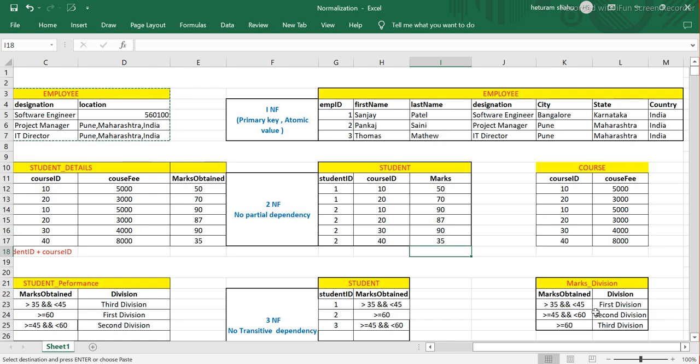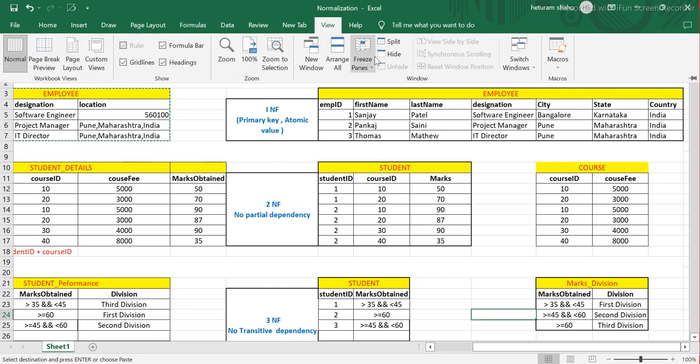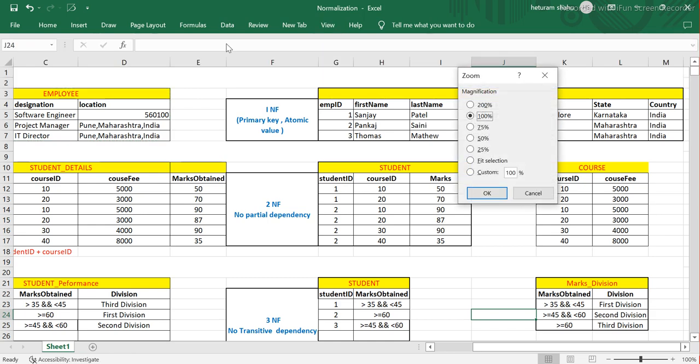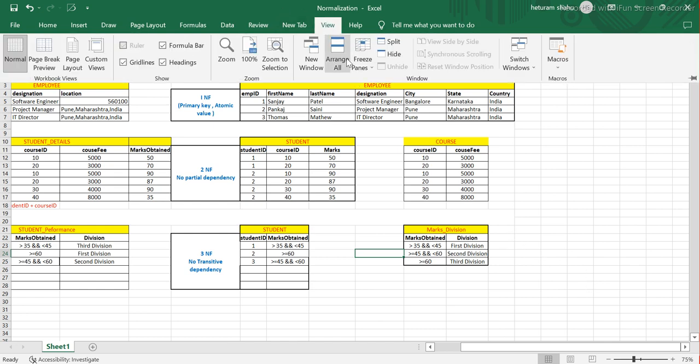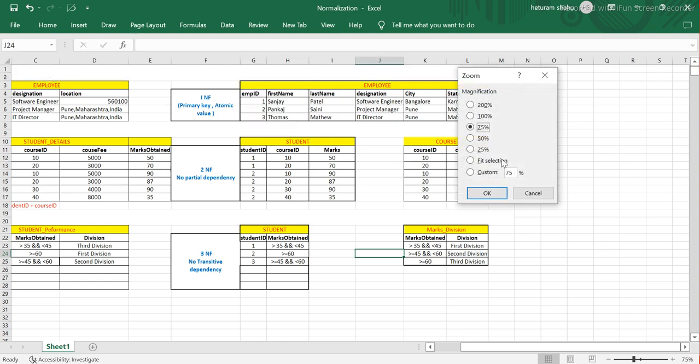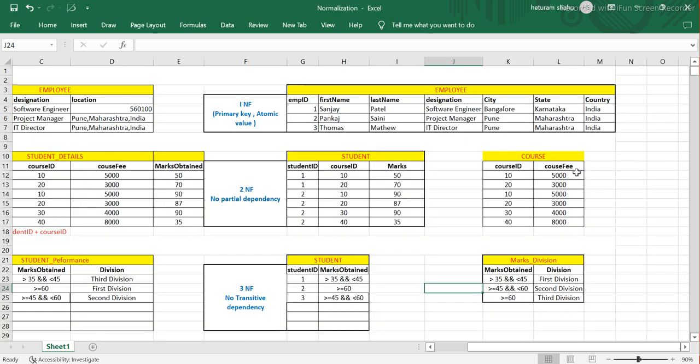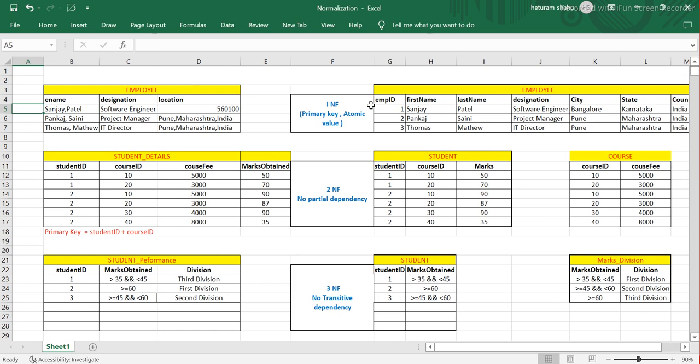Reduce the size, guys. I'm struggling with this. Let me see if I can go to view and see if I have this option to zoom. Yes, perfect. I think I'll do it 75%. I think it will work now. Hope you are able to see. No, I think it's too small. Okay, I will just try to make it 90%. I think 90 will work. Perfect, guys. I think 90 is okay. I think it's properly visible now. Okay. Yes. Perfect.